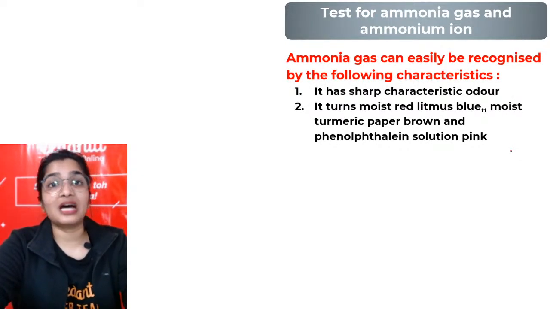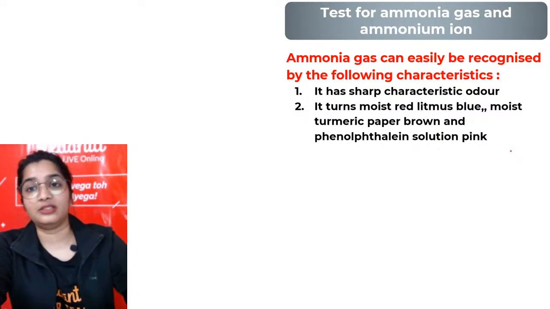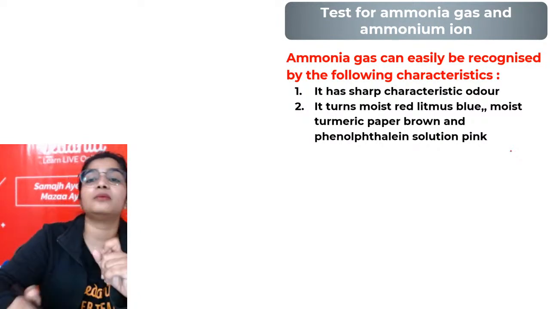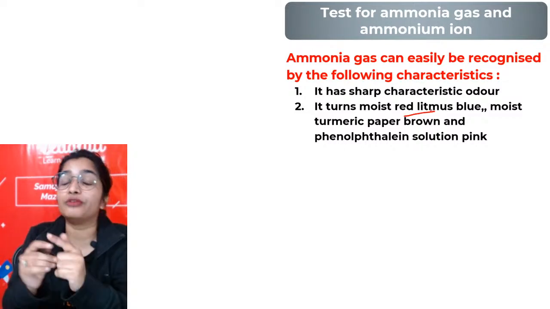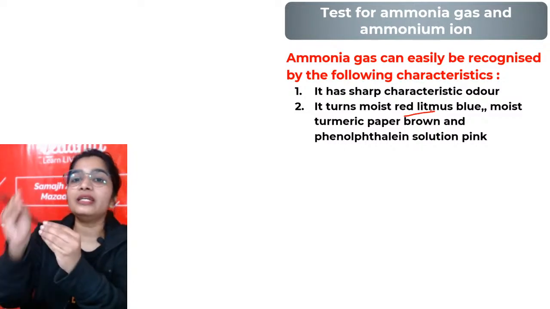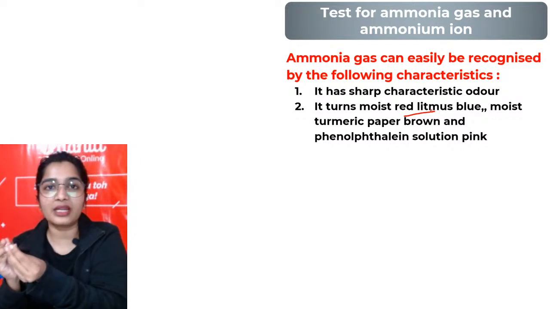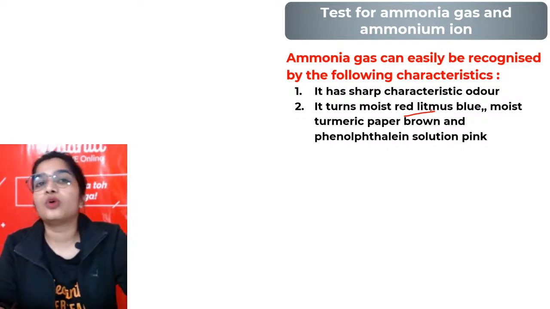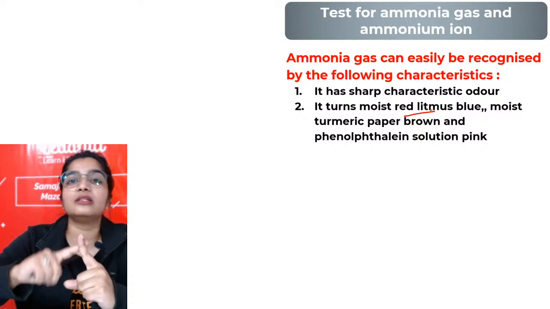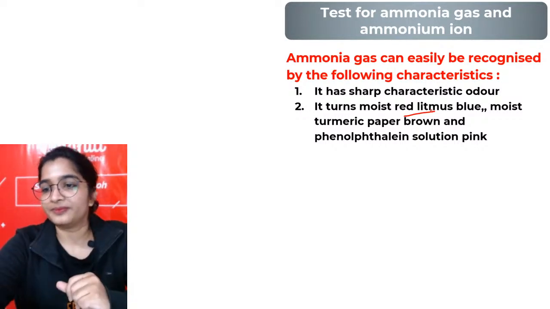Because it has a sharp characteristic odor, as we have spoken about, and it turns moist red litmus blue. If you are taking gas, obviously the litmus paper must be wet, right? Otherwise there won't be any change. So as it is basic in nature, it turns the red litmus blue.